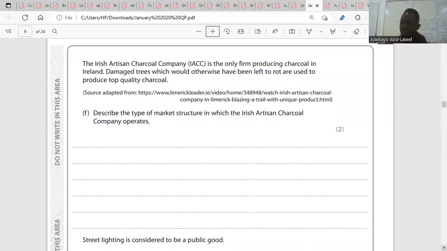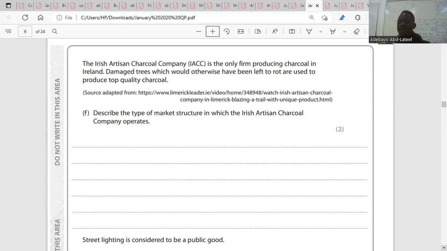Please read for me. Listen. The Irish Artisan charcoal company, IACC, is the only firm producing charcoal in Ireland. Damaged trees, which would otherwise have been left to rot, are used to produce the charcoal. Thank you. So IACC is a charcoal company. You know what charcoal is, right? Yes. Okay, great. So we don't dwell much on that.